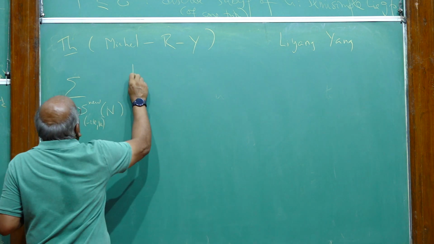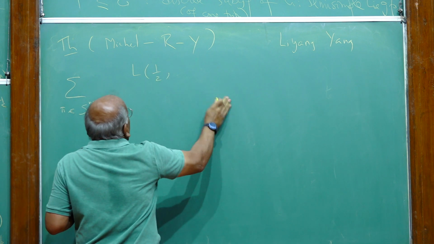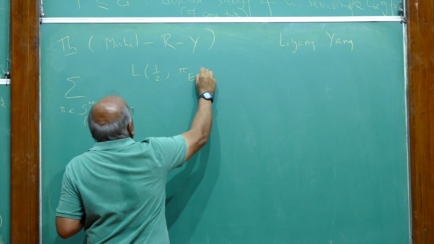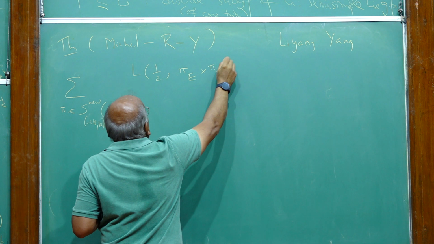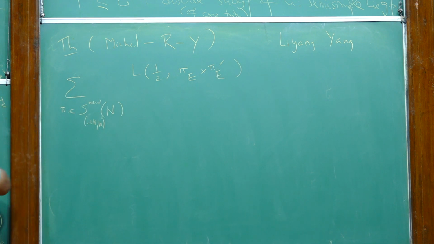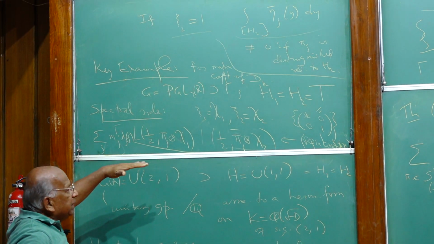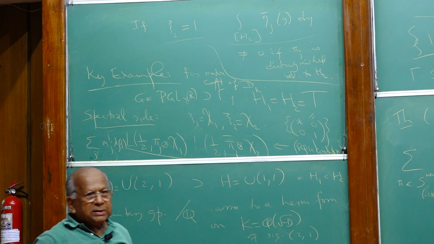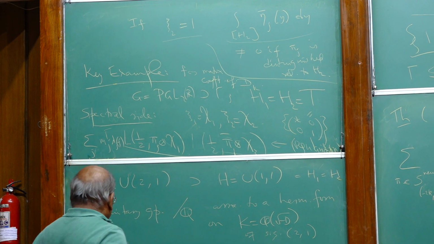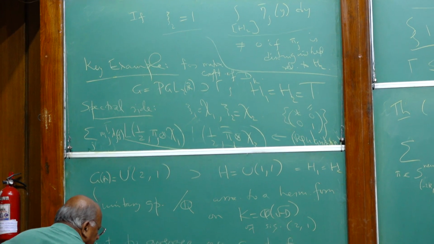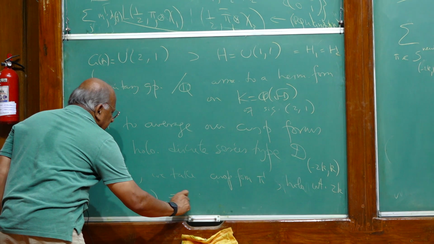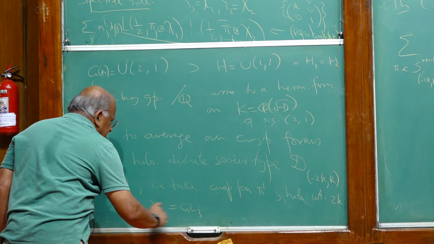So then you get L value of 1/2 of pi e plus pi e prime. So let me explain what it is. Pi e is the base change, so really to be precise I should do it adelically. But pi is a form on SU21 or U21, and then you base change to E, then U21 base change to E is GL3. Base change to E, then you get GL3.